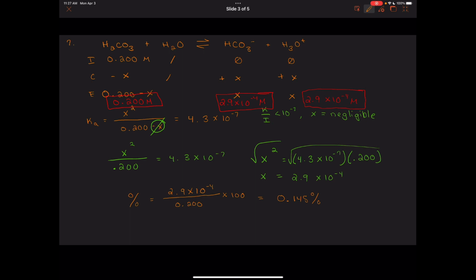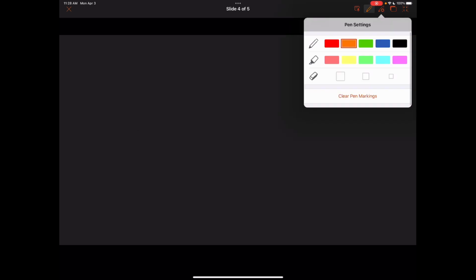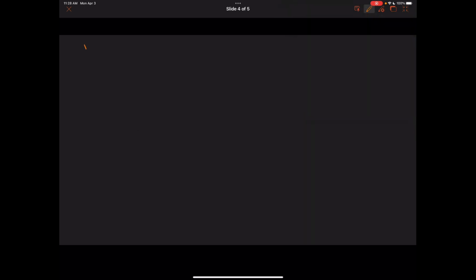Now, this dissociates in two steps, and we said that in the second step, it is going to be my HCO3 minus that is further dissociating. So in our next problem, number 8, we're going to be asked to take step 2 and determine the equilibrium concentrations from that step. So step 2, it's the HCO3 minus dissociating.